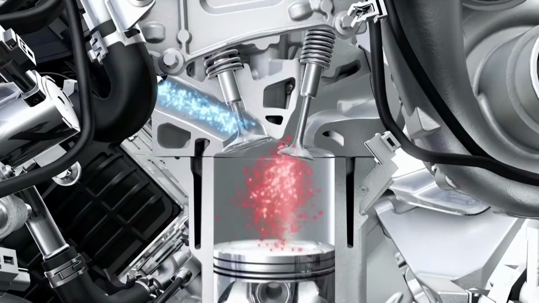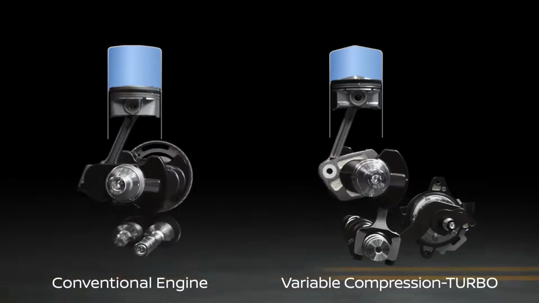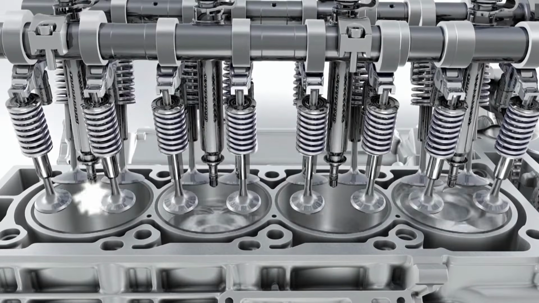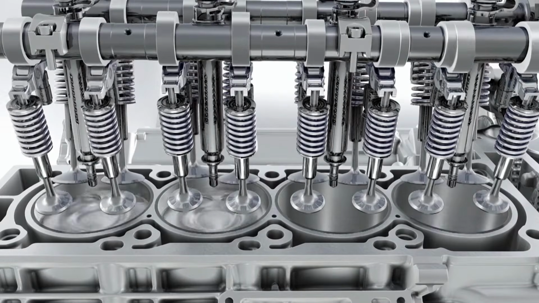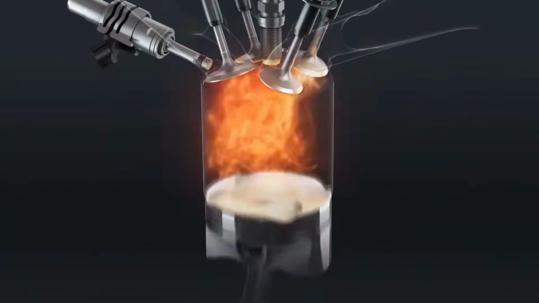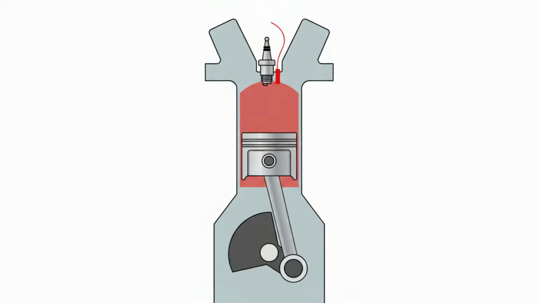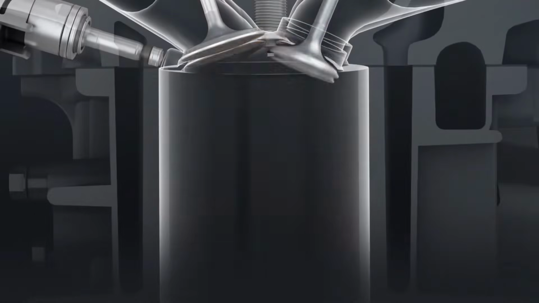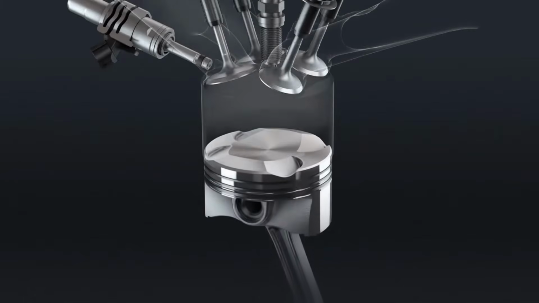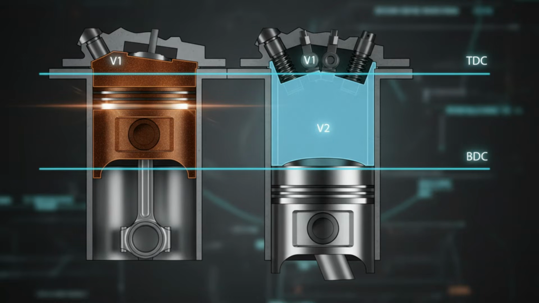Compression ratio is a fundamental concept that directly influences how powerful, efficient, and reliable an engine can be. The compression ratio is one of the most important measurements in an internal combustion engine. It describes how much the air-fuel mixture is squeezed inside the engine before it is ignited. In simple words, the compression ratio compares the largest volume inside the cylinder to the smallest volume inside the cylinder during the compression part of the engine cycle.